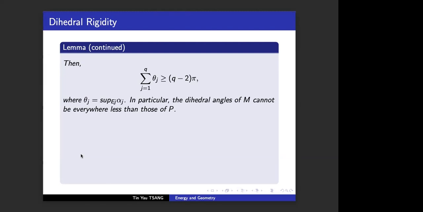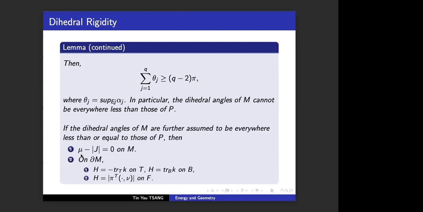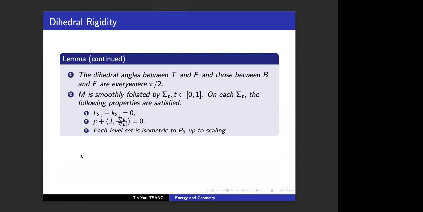Then if we further assume the dihedral angles of M are everywhere less than or equal to those of P, then first of all the energy condition or the boundary condition, the inequality will become equality. And moreover, we know that the dihedral angles between the top and the side faces and the bottom and side faces will actually be pi over 2. It is shown by the non-vanishing of the gradient of u.